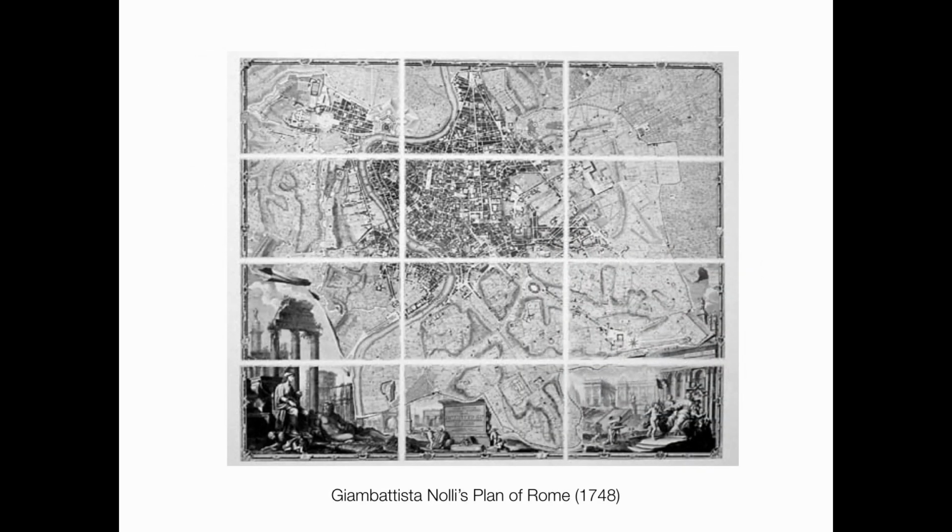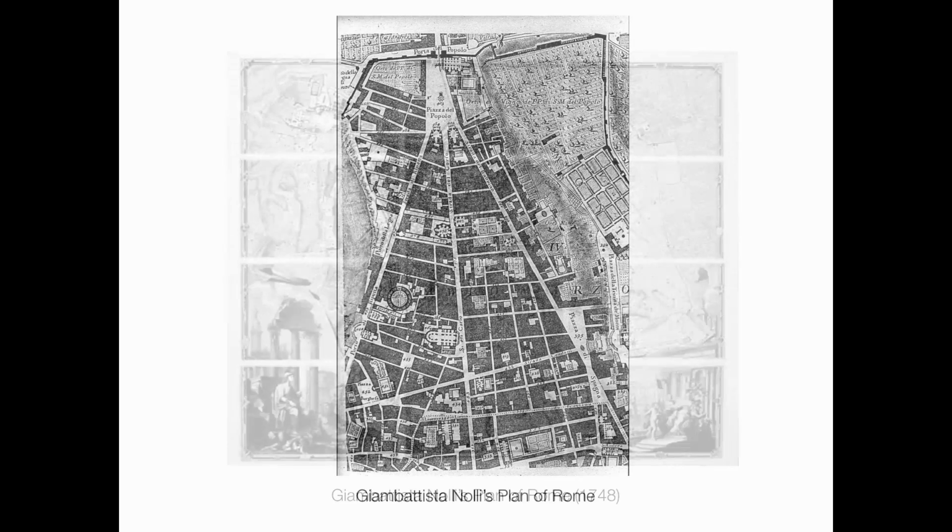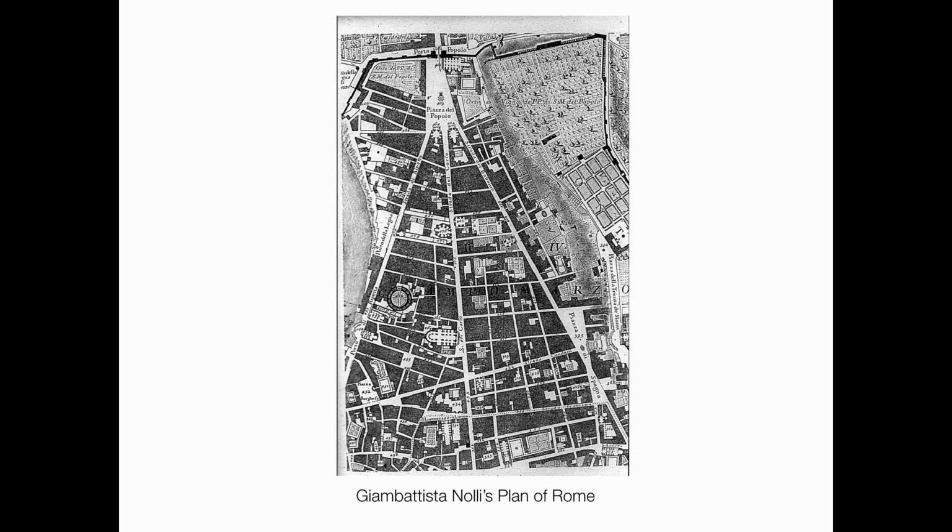This whole idea comes from Giambattista Nolli's plan of Rome. This is 1748. This is way too blurry. If you see this in its full size, it's actually really cool. You can look at it. They have a whole series of these in the Vatican that you can take a look at. I'm zooming in a little bit on a section. This is the section that has Piazza di Spagna and the Piazza del Popolo.